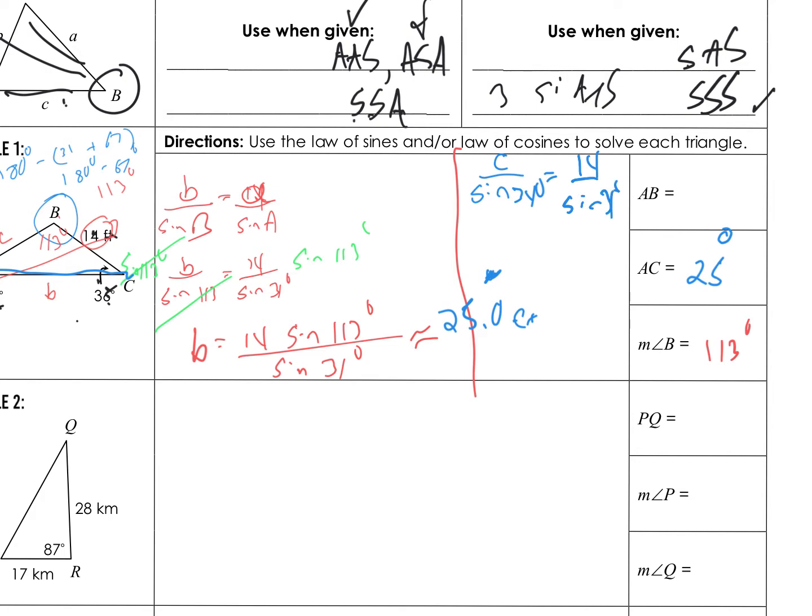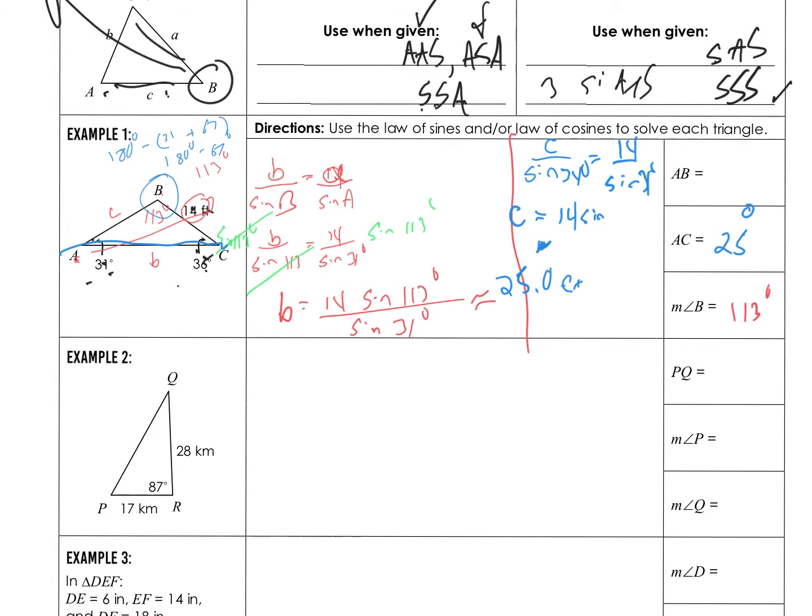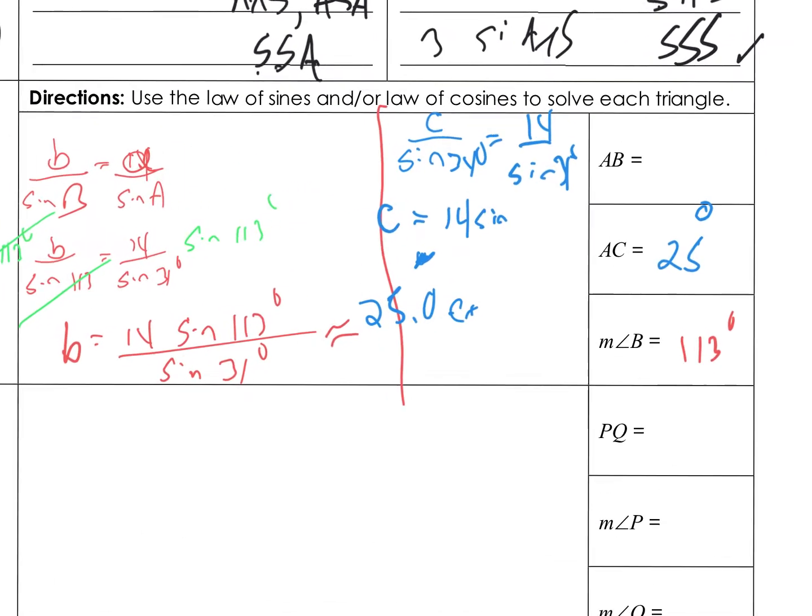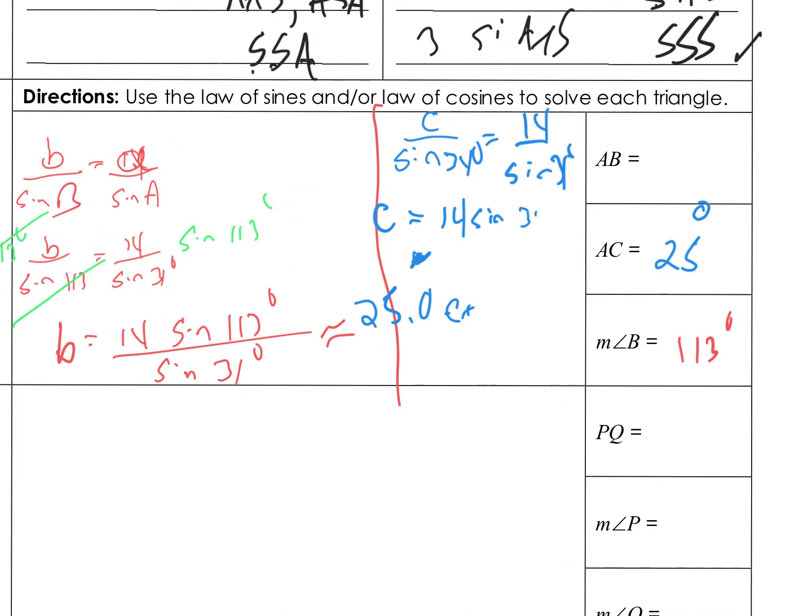Somebody asked me, what if I pick the other one? Will I get the same answer? Yes. So C will be equal to 14 times sine of 36 degrees divided by the sine of 31 degrees. And what do we get? Is it a 6? I did that this morning too. 36. Thank you. It is 36.